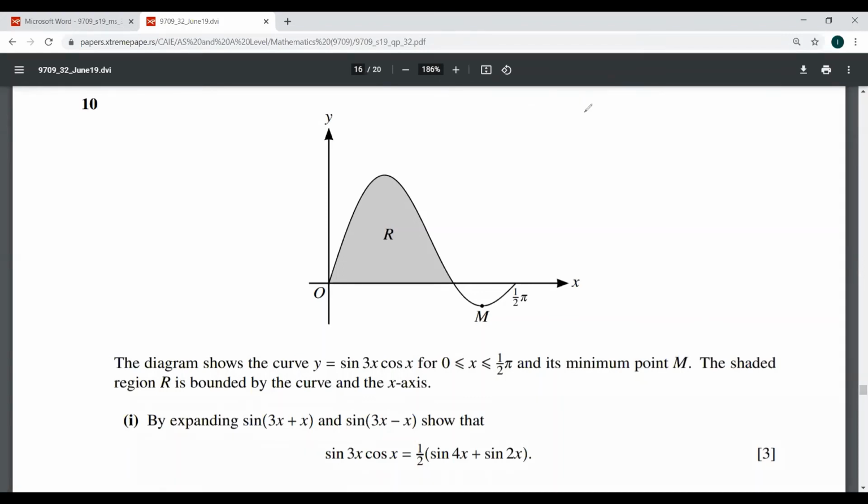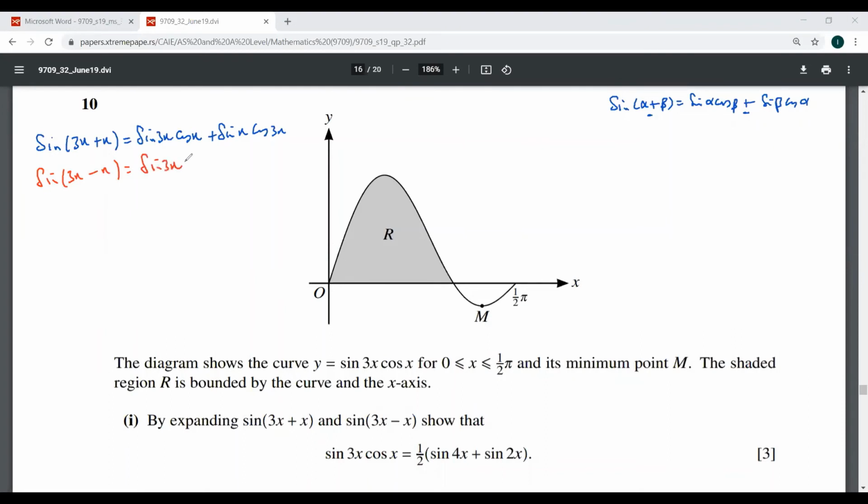So you will have this formula in your formula booklet that sine alpha plus beta is sine alpha cos beta plus sine beta cos alpha. And if there is a minus over here, there will be a minus over here. So let's expand this sine 3x plus x. So this is going to be sine 3x cos x, and then plus sine x and cos 3x. And then if you expand sine 3x minus x, that would simply be sine 3x cos x minus sine x cos 3x.